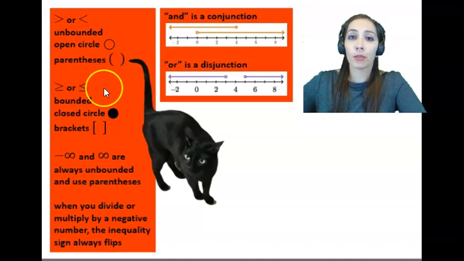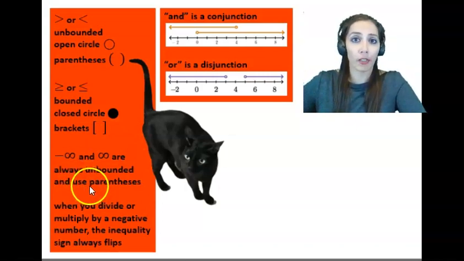If you have a greater than or equal to or less than or equal to, it is called bounded. And when you are using it on a number line, you will use a closed circle. In interval notation, you will use brackets. Negative infinity and positive infinity are always unbounded, and you will always use parentheses on those. And when you divide or multiply by a negative number, the inequality sign always flips the other way.